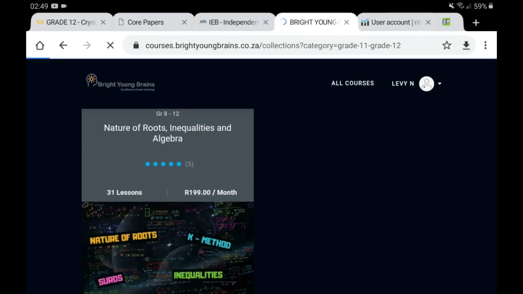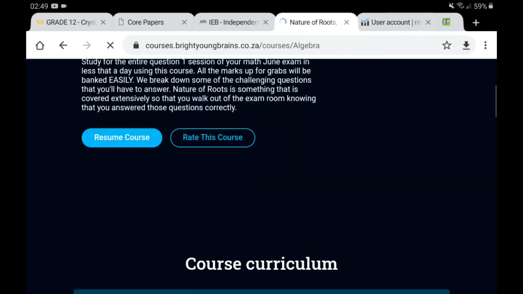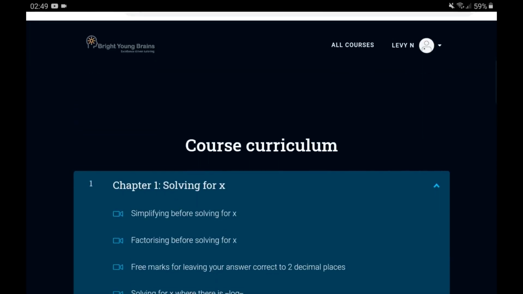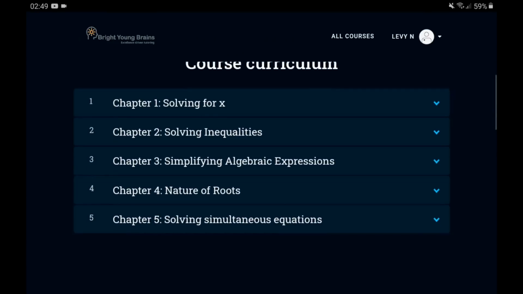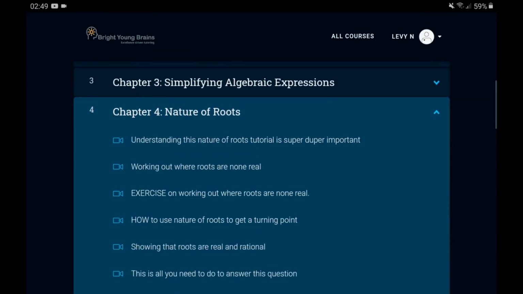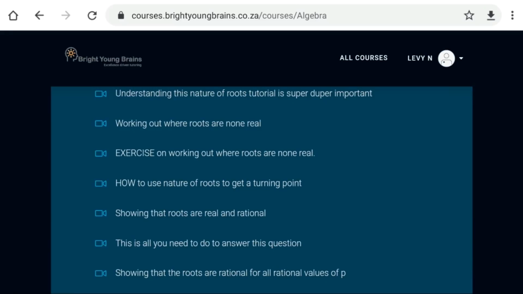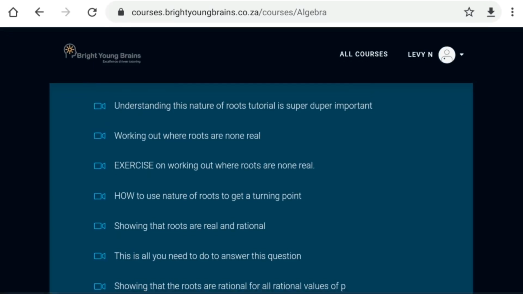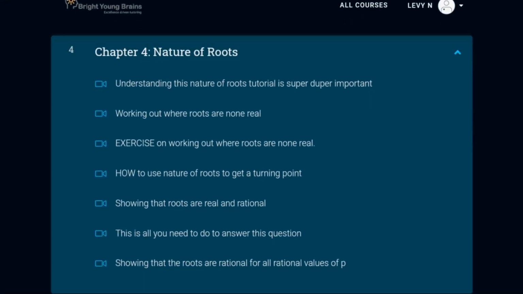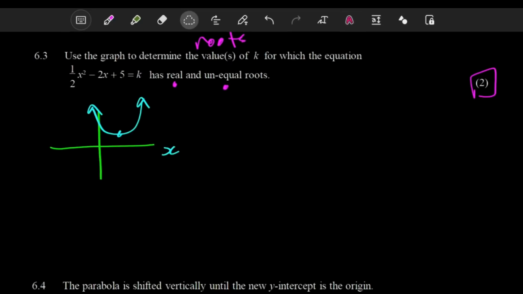You see, this is nature of roots, inequalities, and algebra. So in this course, obviously, if you check the course curriculum, chapter 1 is things like solving for x, but then there's a whole nature of roots section here, where there are 1, 2, 3, 4, 5, 6, 7 lessons. And you can imagine these 7 lessons are going to plug you so hard.